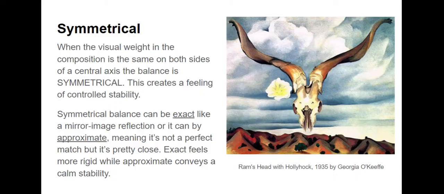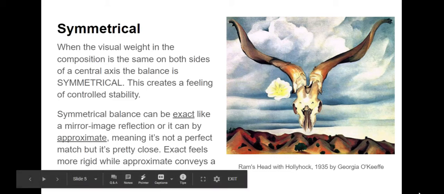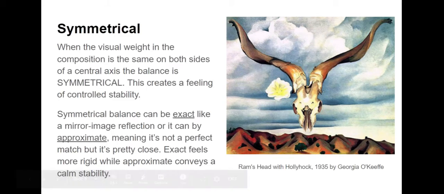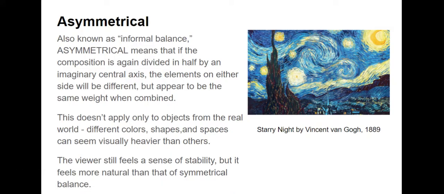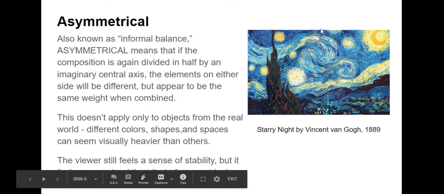Exactly symmetrical means that it's exactly the same on that central axis. Approximate symmetry means it's really close to the same. So this is an example of approximate because it's not exactly the same on either side. There are small differences. Plus that flower off to the left of the ram's head creates just a little bit of weight distribution difference.